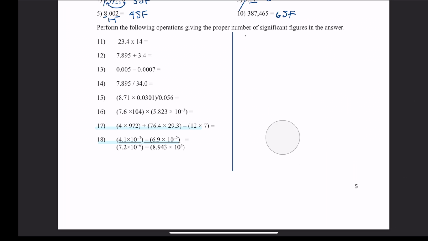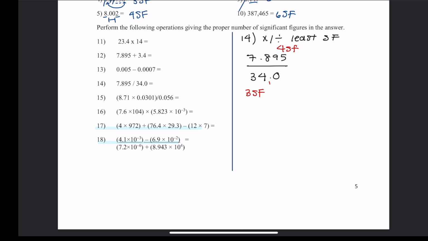Moving on to question number 14. This is multiplication slash division, which is least significant figures. So we have 7.895 divided by 34.0. Top here we have 4 sig fig. Bottom here we have 3 sig fig. The reason is the 0 is right of the decimal place, and those are considered significant. So that's why it's 3. And our least number of significant figures is 3.